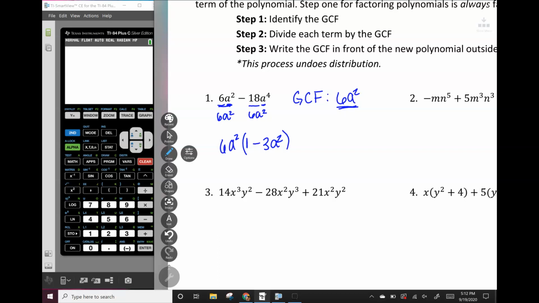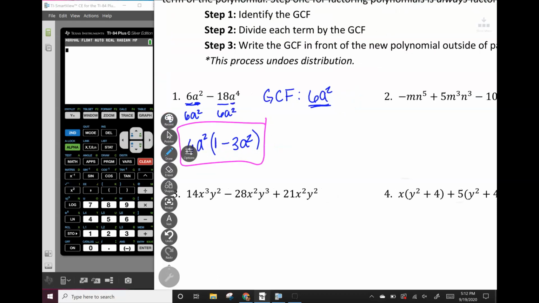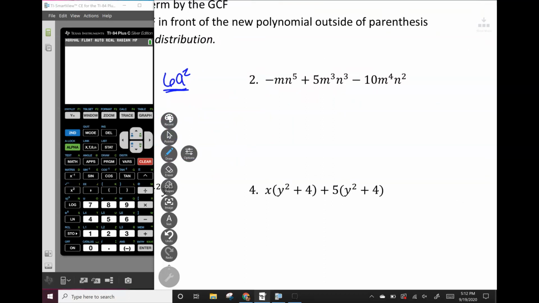So anytime you ever want to check factoring, you can always just multiply the two factors back together, and you will get back to the original if you did it correctly. So there we go. Let's look at number 2.